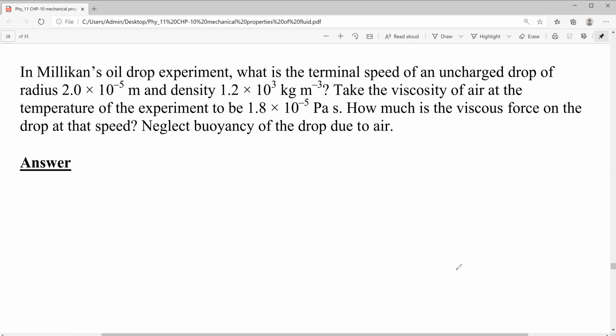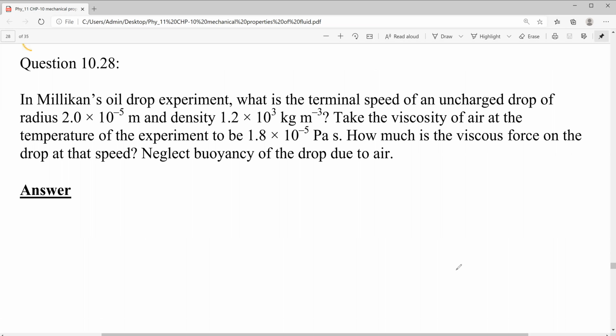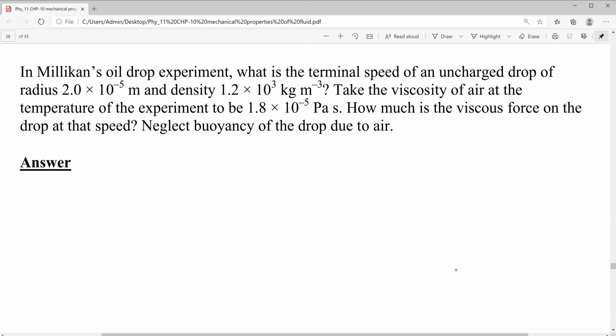So 10.28 it is. From the question, what they have given, first read the question and write the given things. Terminal speed they have given, that is 5.8.